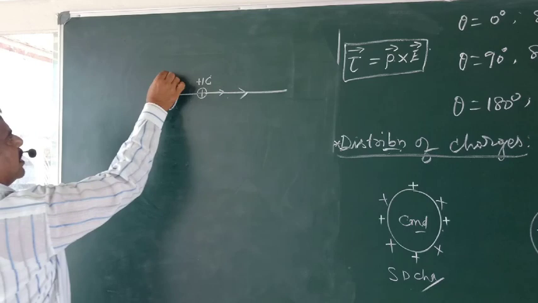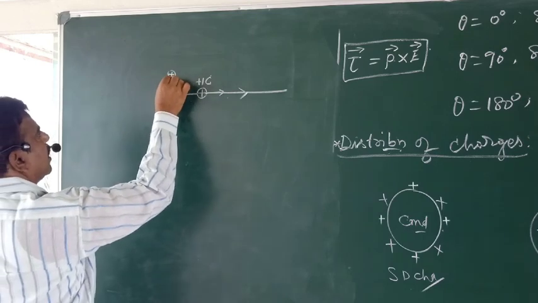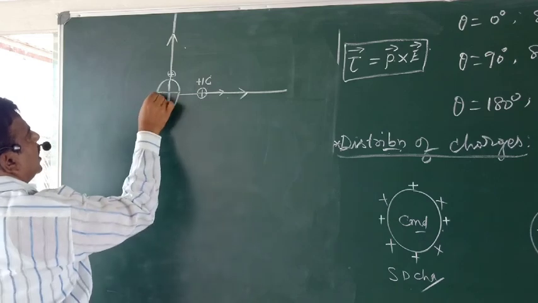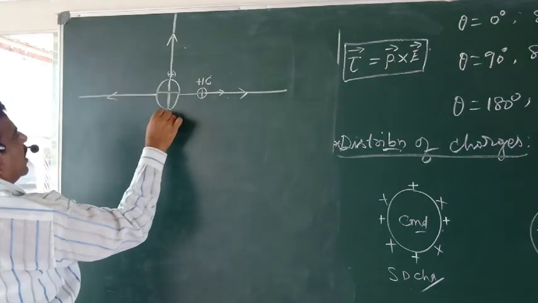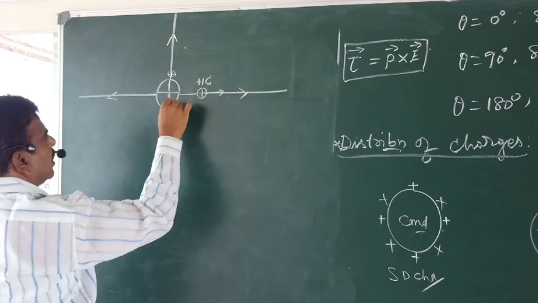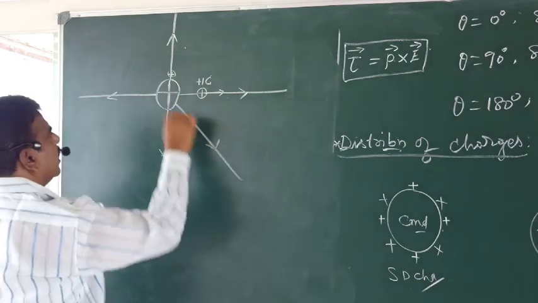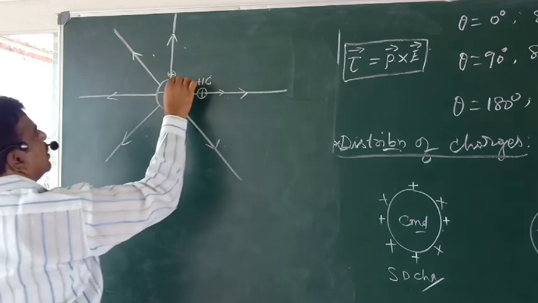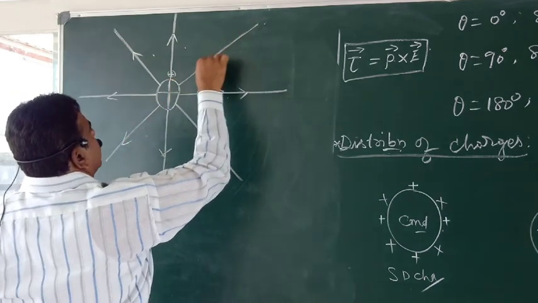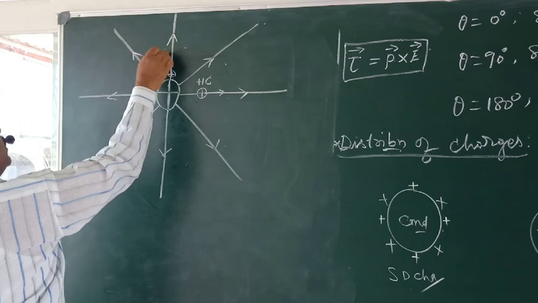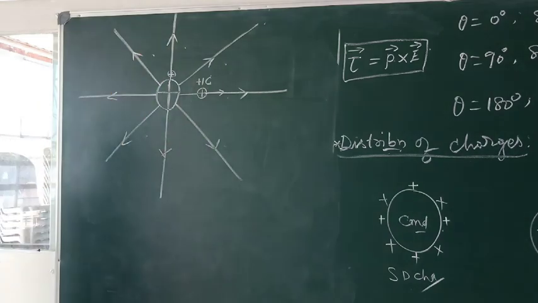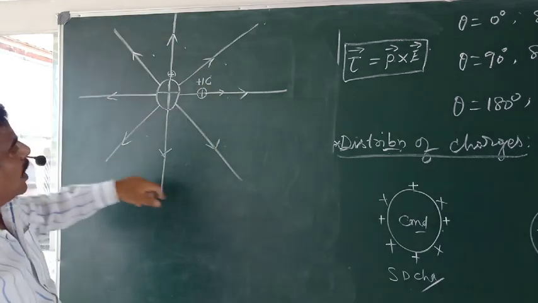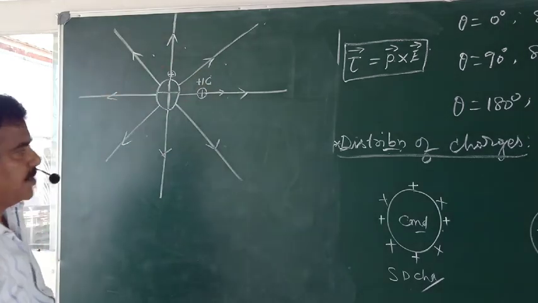If I place the positive charge here, it will start moving like this. This is the field line. Like this, this charge gives rise to electric field lines. Electric field lines represent the presence of electric field around a charge.